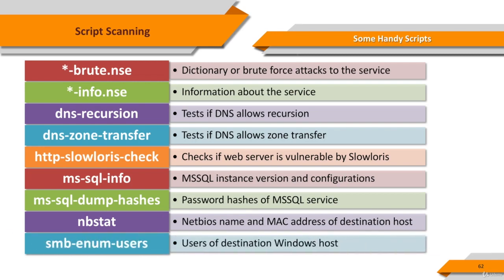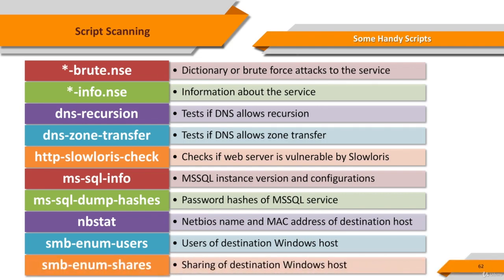SMB enum users attempts to enumerate the users on a remote Windows system with as much information as possible. The goal of this script is to discover all user accounts that exist on a remote system. This can be helpful for administration by seeing who has an account on a server, or for penetration testing or network footprinting by determining which accounts exist on a system.